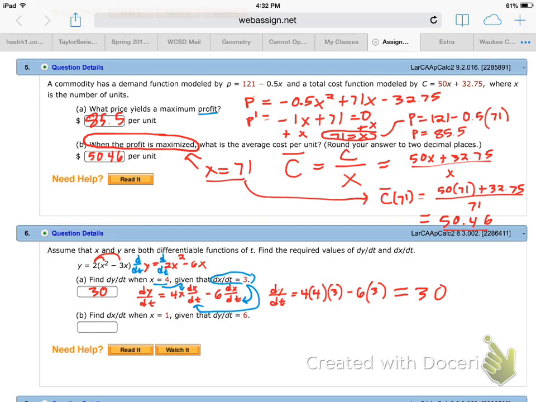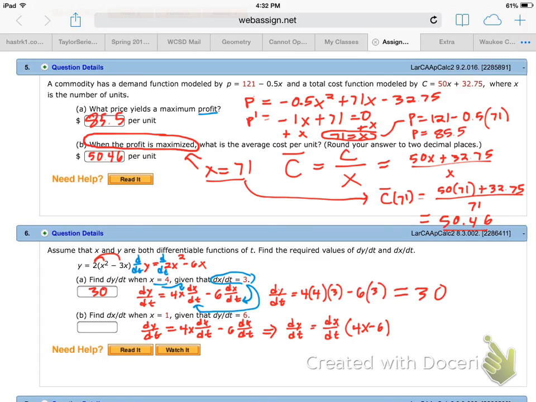Dx dt is from the same derivative. Here's the same derivative that we took. I need to get dx dt by itself so that I can see what it is. I can put in the values that are given, x equals 1 and dy dt equals 6. I can put those in right now, but actually what I want to do is get dx dt by itself algebraically first.